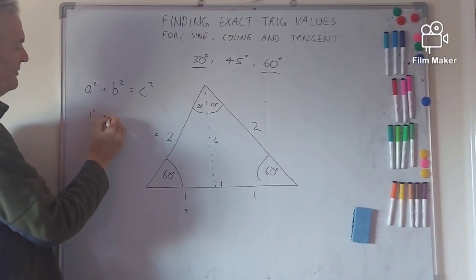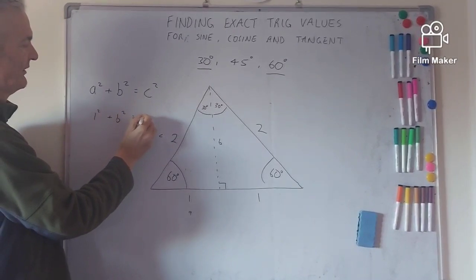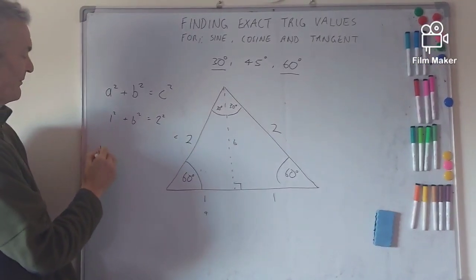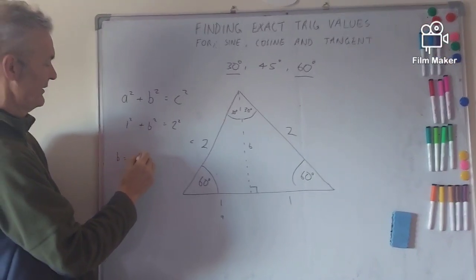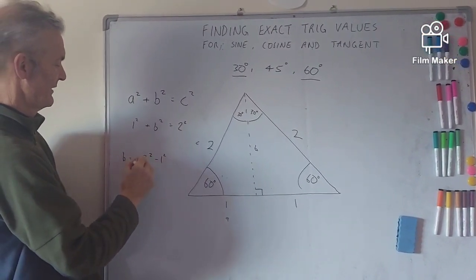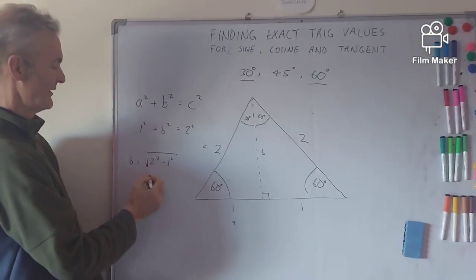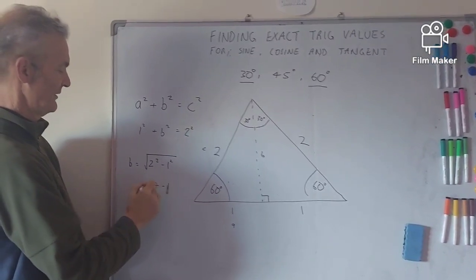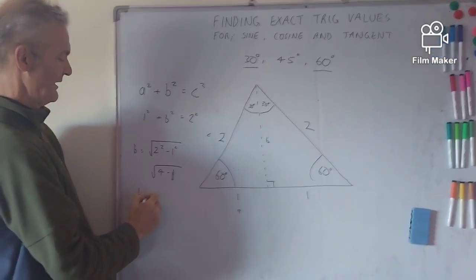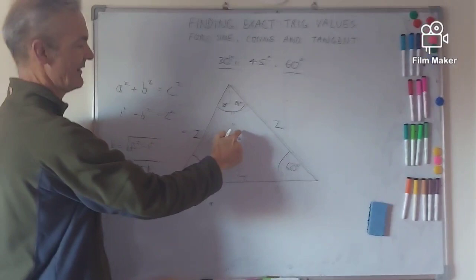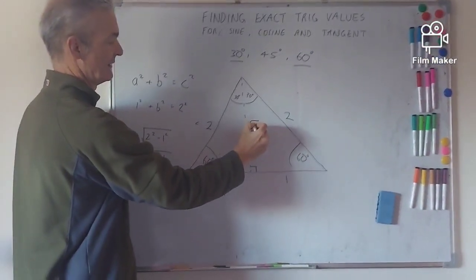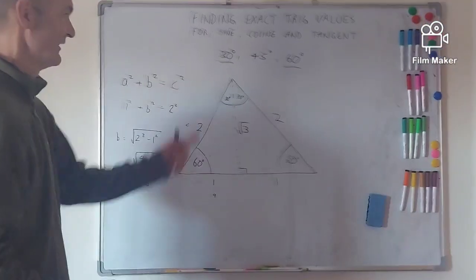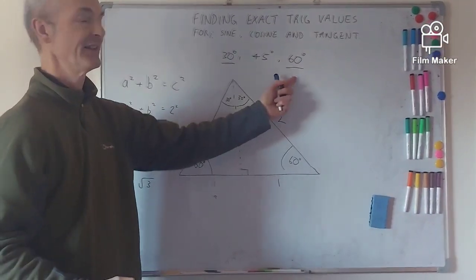1 squared plus b squared equals 2 squared. So rearranging that to find b, we're going to get b equals the square root of 2 squared minus 1 squared. So that's going to be 4, take 1, take 1. So b is going to equal root 3. So this length here is root 3.